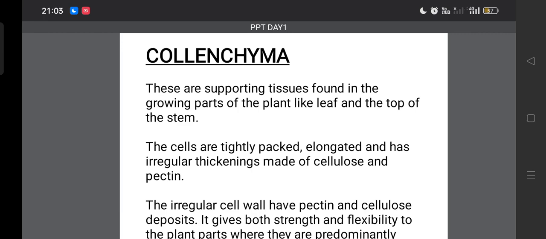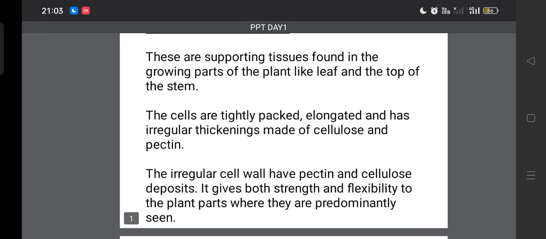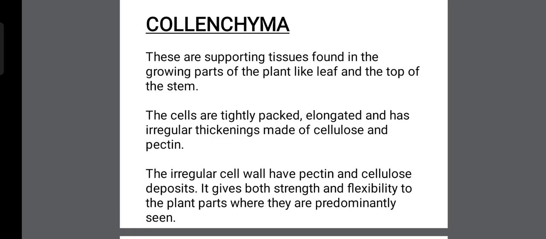Not all the cells are elongated, but they are almost always found to be elongated and they have irregular thickenings made up of cellulose and pectin. Okay, the irregular cell wall has pectin and cellulose deposits. Now, these types of cells give both strength and flexibility to the plant parts where they are predominantly seen. So wherever these cells are seen, you will find both flexibility and strength.